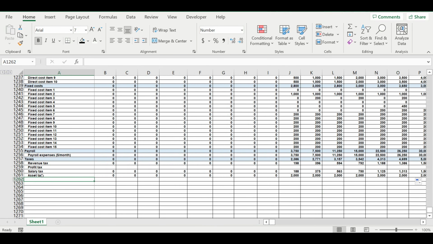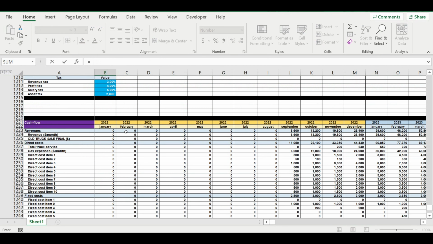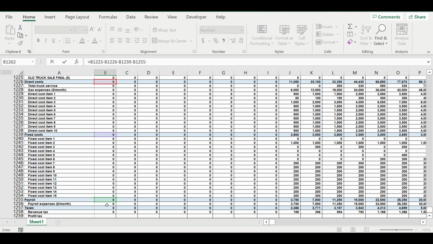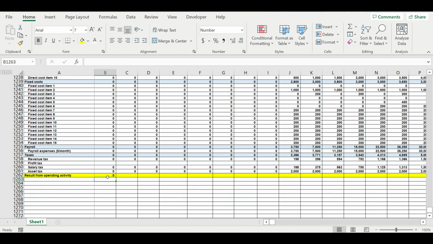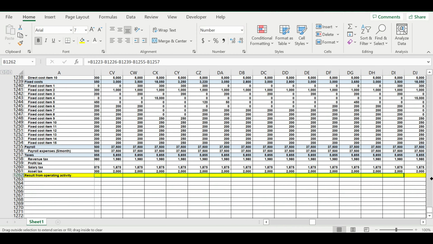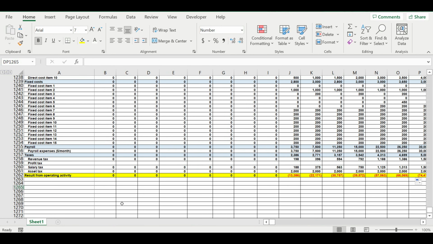Calculate the result from operating activity. We take revenues minus direct costs minus fixed costs minus payroll minus taxes. So this is the result from operating activity. Now we move back to the beginning of our cash flow statement.